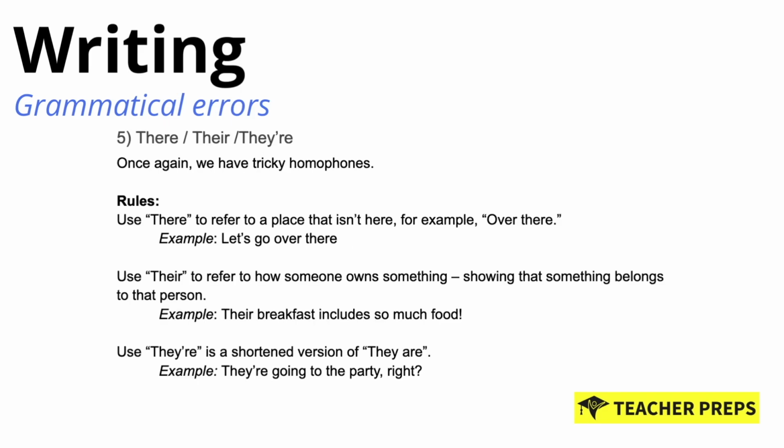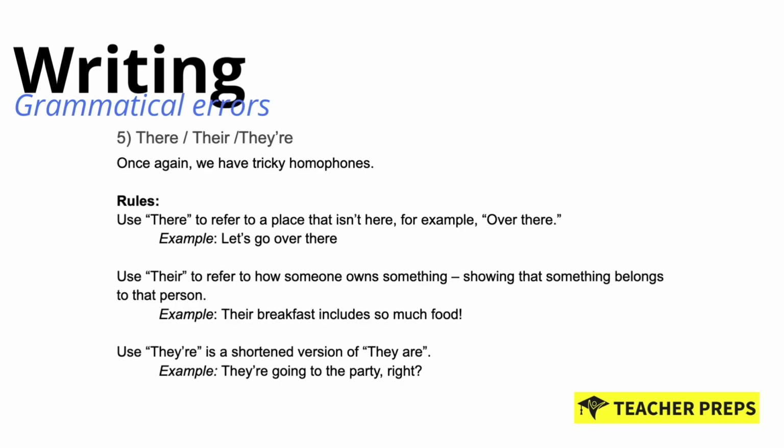The next common grammatical error is there versus their versus they're. Once again, tricky homophones. Rules: there refers to a place that isn't here. For example, over there. Let's go over there. And then use their, T-H-E-I-R, to refer to how someone owns something, showing that something belongs to another person. For example, their breakfast includes so much food. T-H-E-Y apostrophe R-E is shortened for they are. The example is, they're going to the party tonight, right?